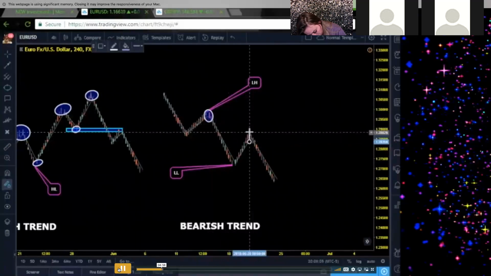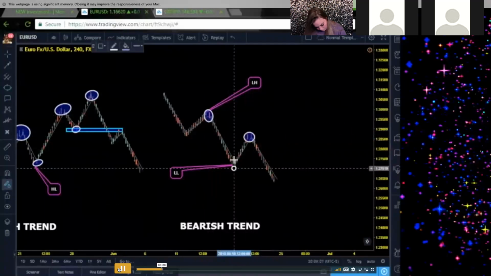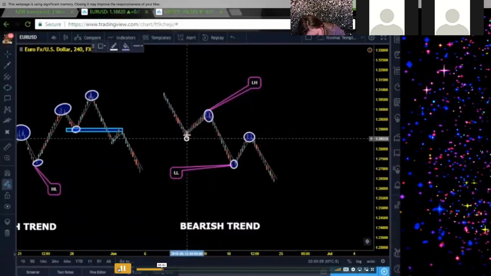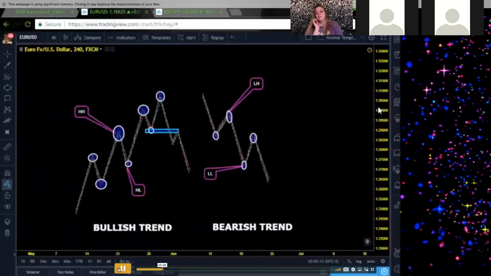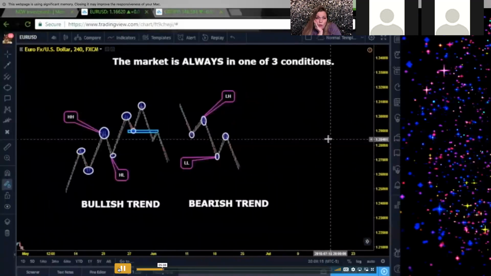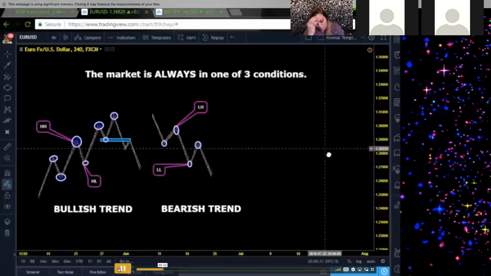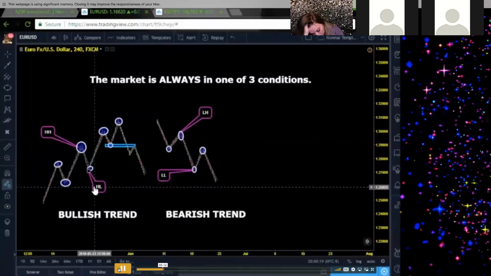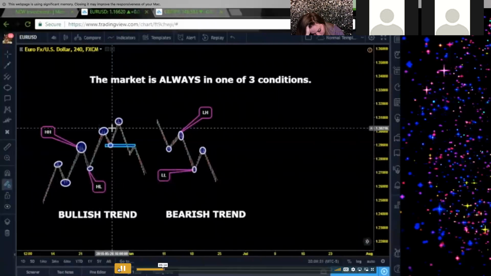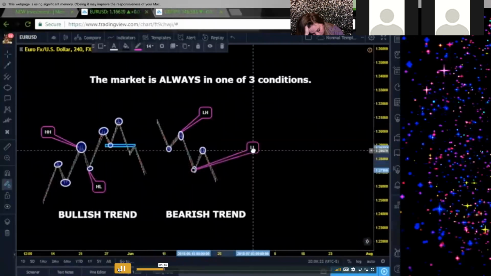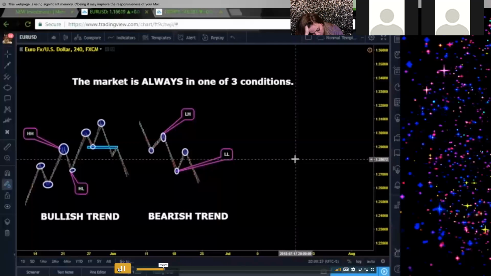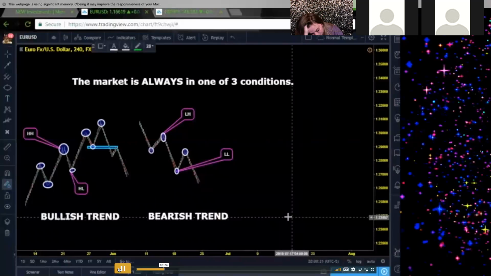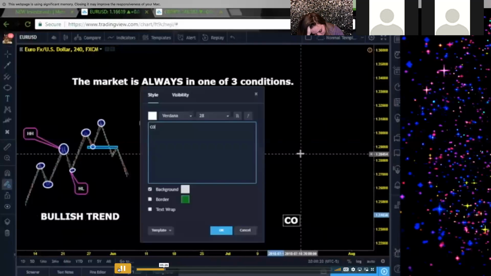definition, the basic professional definitions you will be taught if you go to apply to work at a hedge fund or any kind of financial institution at all. This is like basic 101, understanding how the market moves. Higher lows, higher highs, you're in an uptrend. Lower highs, lower lows, you are in a downtrend. That simple. Okay, now the third market condition that we can have is consolidation.